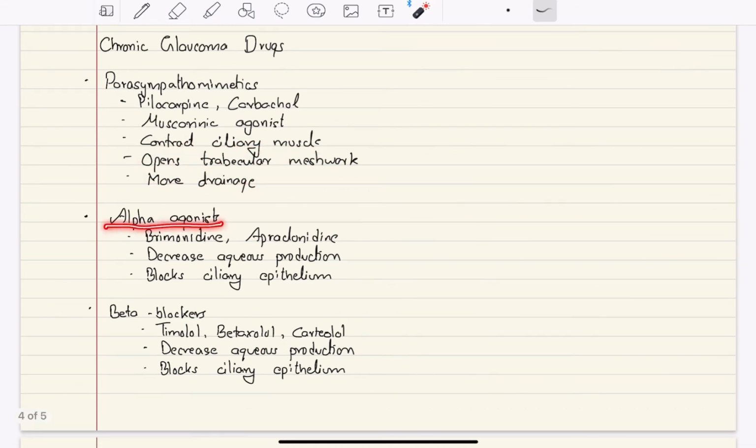Next group is alpha agonists, which includes brimonidine and apraclonidine. This drug will decrease the production of the aqueous humor by acting on the ciliary epithelium. Beta blockers include timolol, betaxolol, and carteolol, and the mechanism of this drug is similar to that of alpha agonists.